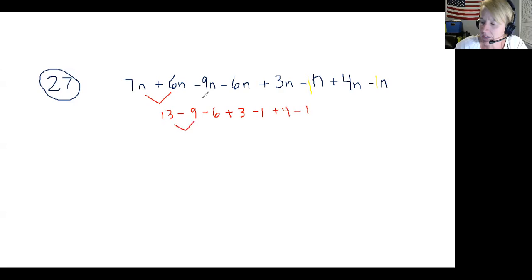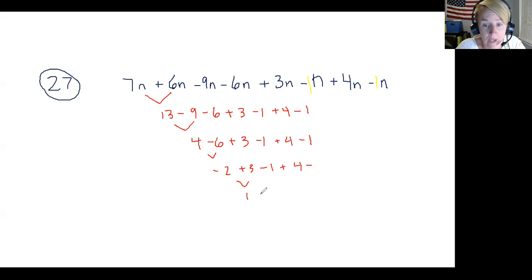So 13 minus 9 is going to give me obviously a 4. Yes, I double checked it. Minus 6, it's late. Plus 3 minus 1 plus 4 minus 1. Okay, 4 and a negative 6 is a negative 2 plus 3 minus 1 plus 4 minus 1. I'm just trying to show you all the steps that you could take. Negative 2 and a 3 is a 1 minus 1 plus 4.